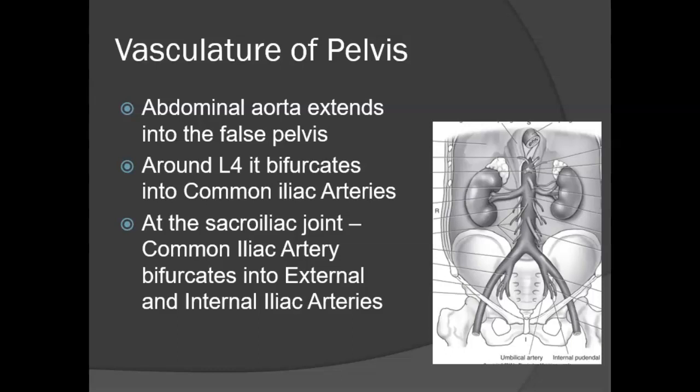The aorta does bifurcate around the level of L4 into common iliac arteries. That would be right common iliac and left common iliac. At the sacroiliac joint, the common iliac artery then bifurcates again into something known as the external and internal iliac arteries. That's essentially what you're seeing in this picture. The SI joint, remember, is where sacrum and iliac join. And then right along that line is where we get internal and external arteries.